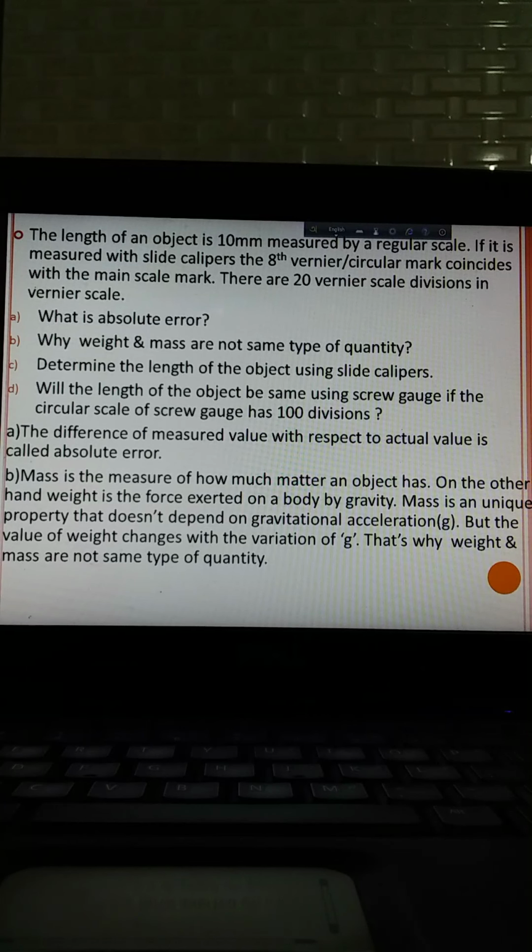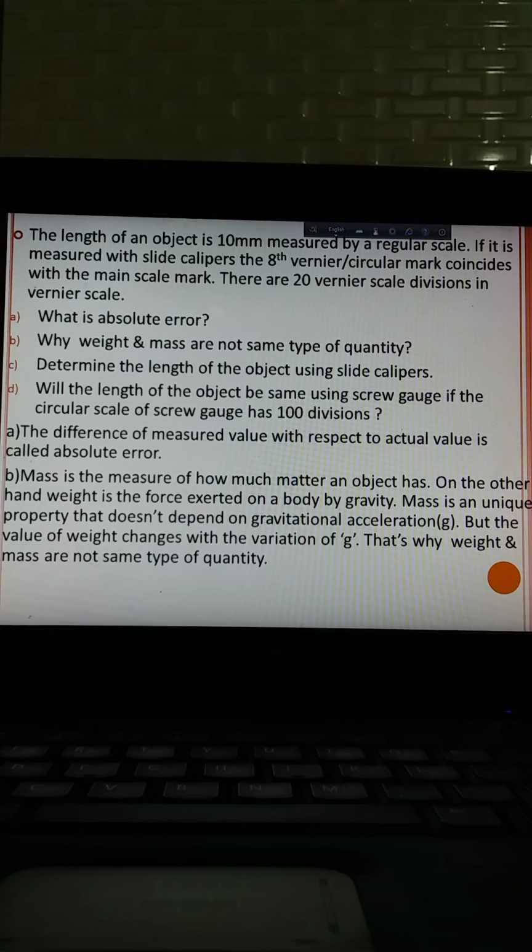Okay, let's know the answers of these questions. Our first question was: what is absolute error? You have known about error, absolute error also. The difference of the measured value with respect to the actual value is called absolute error. Then question B: why are weight and mass not the same type of quantity? Mass is a unique term. It doesn't change with the change of place.